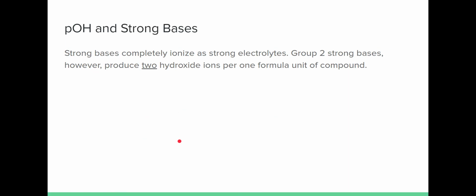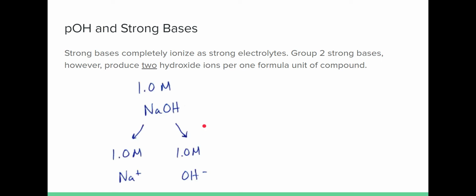Strong bases completely ionize. They form a positively charged ion and the corresponding hydroxide. It's important to realize, though, when we're talking about a group 1 hydroxide that's acting as a strong base, the concentration of sodium plus 1 and OH minus 1 is going to be the same as the original base.